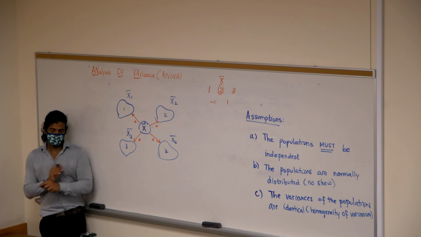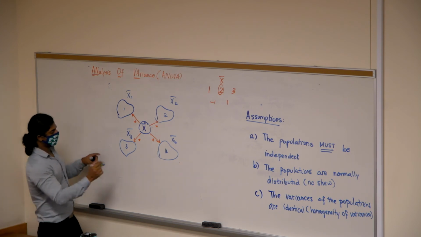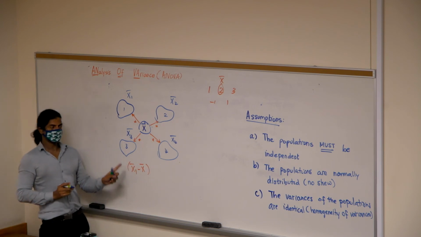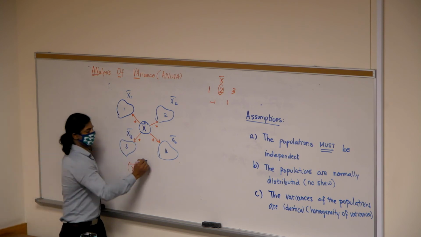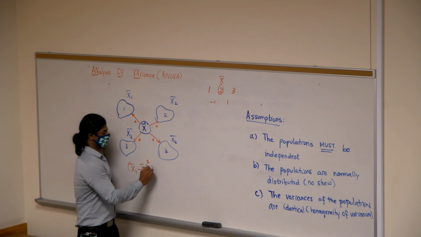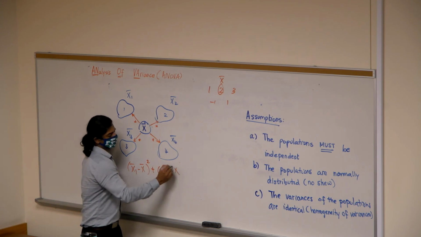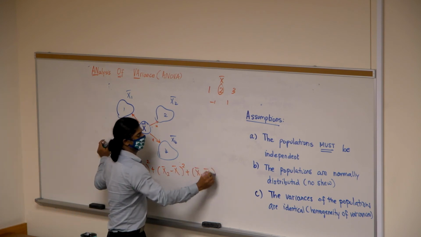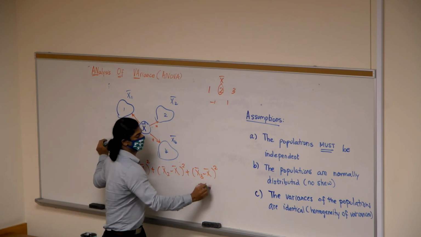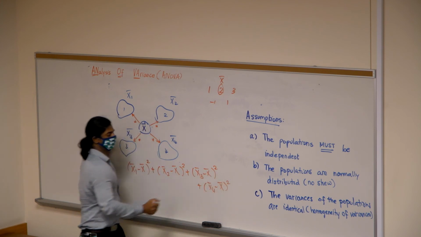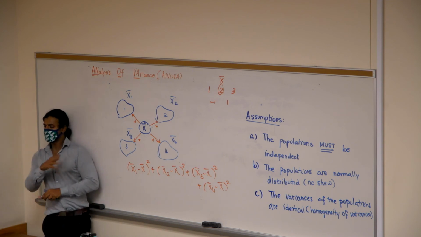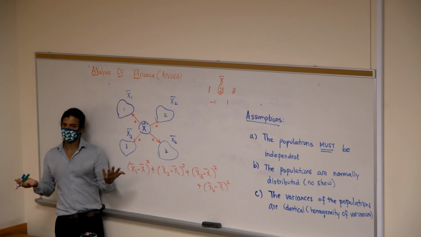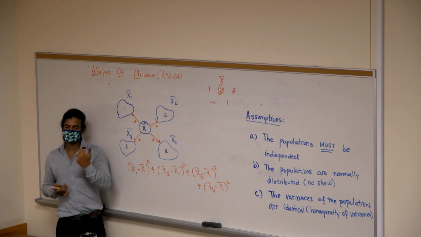So we won't just add them, we would rather add the squares. So the difference between that mean and the grand mean squared, plus x2 bar minus x bar squared, plus x3 bar minus x bar squared, plus x4 bar minus x bar squared. Right? When I do a problem, this will make sense. When I square them, the signs are going to go away, right? But the magnitude will still be the same.